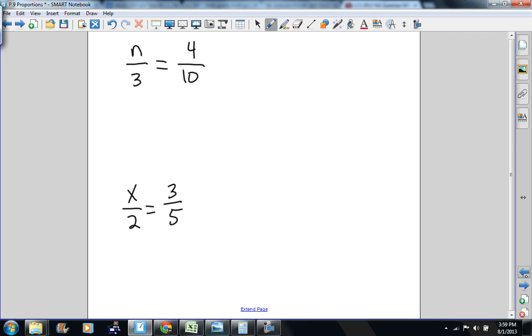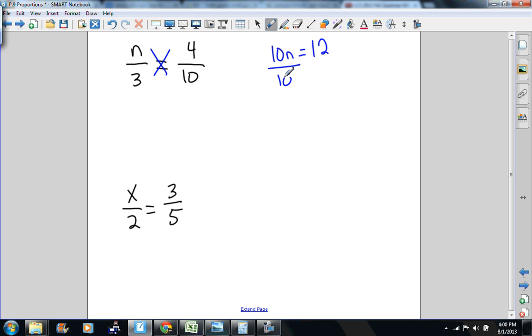I'd like you to try these two on your own and see what you get. These are the types of problems where you could have some fractions built in, and that's just fine. So we get 10 times n is equal to 12.